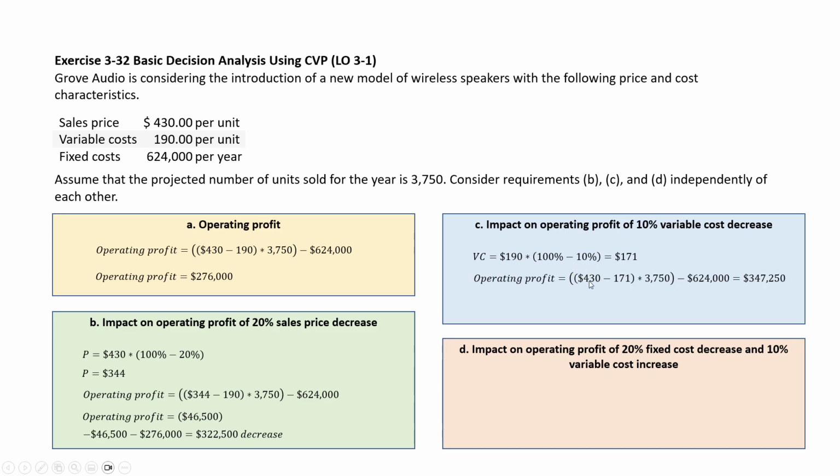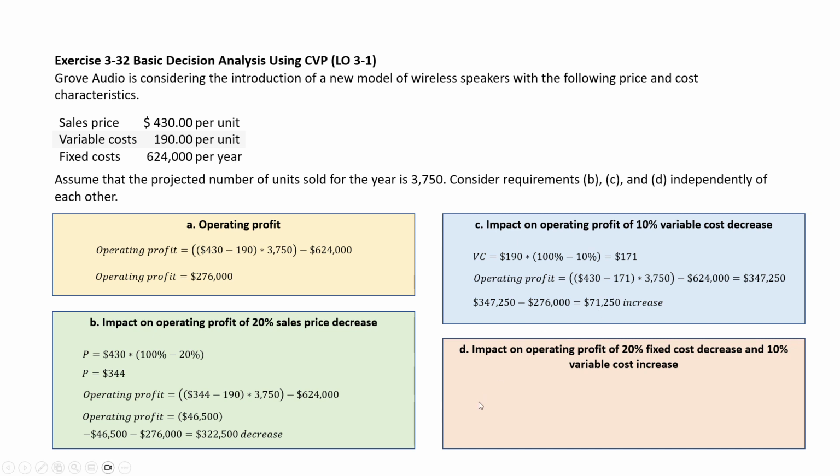The selling price is still 430 minus the new variable cost of 171 means each unit is now contributing a greater amount, not 240 but 259. Times 3,750 units gives us total contribution margin dollars, minus the original fixed cost of $624,000, means now our operating profit will be $347,250. To figure out how much it changes by, subtract out the original operating profit of $276,000, means this is a good thing. Our profit is going up by $71,250.